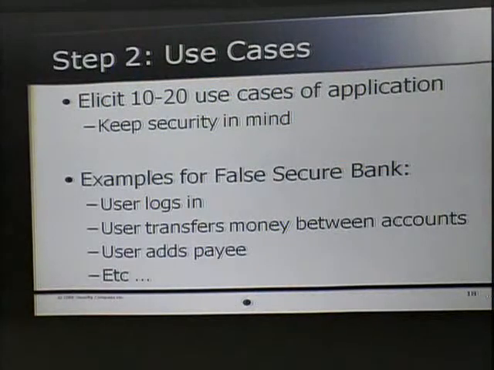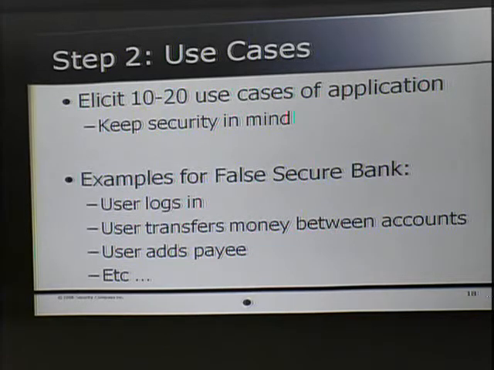So from the information gathering process, we'll probably come up with a level of use cases. So in an ideal world, again, we'd probably be able to come up with as many different use cases as we can, but we're all working under a schedule, of course. So we'd probably say something typically of about 10 to 20 use cases in mind. And we want to keep security in mind when we derive these use cases.